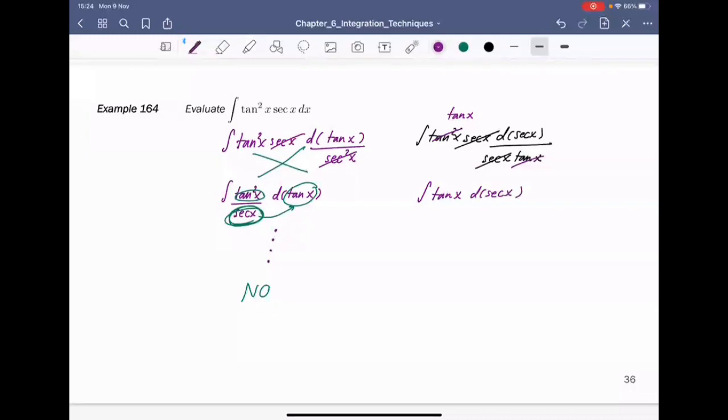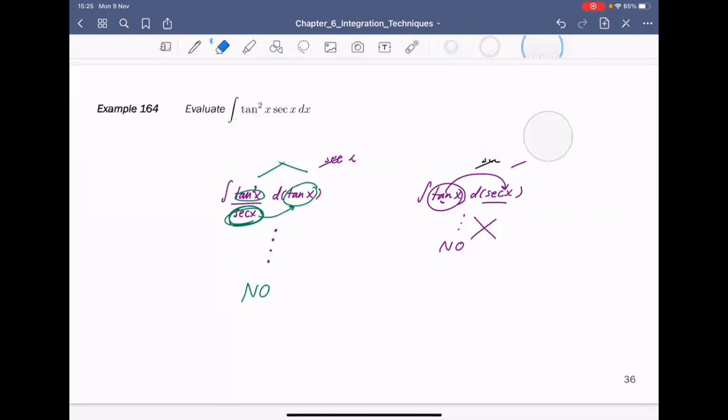At the end, you get integrate tan x d sec x. How would you go on to the next step? Secant here, you have to convert tan to sec. This is just tan with degree 1. No way you can do it. So you can see I picked tan and sec, and both of them do not work.